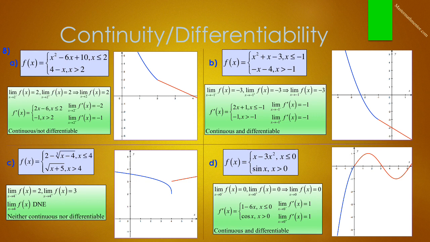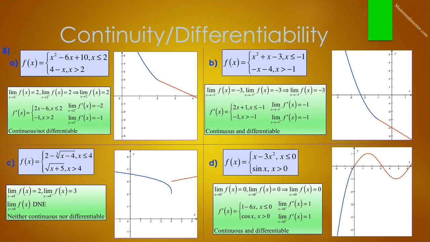D reads f of x equals x minus 3x squared if x is less than or equal to 0, and sine of x if x is greater than 0. Even though we are looking at a parabola and a trig function, it is possible that it can be differentiable at the transition point. We first look at the limit of f of x as x approaches 0 from the left and get 0, from the right and get 0, and therefore the limit of f of x as x approaches 0 is 0.